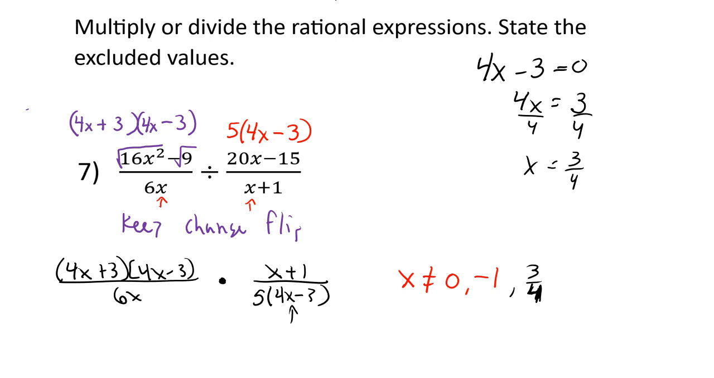Now I can go ahead and start canceling. The 4x minus 3 cancels out the 4x minus 3. And that's all that cancels. So we're left with 4x plus 3 and x plus 1 over a 5 times 6x, which is 30x.